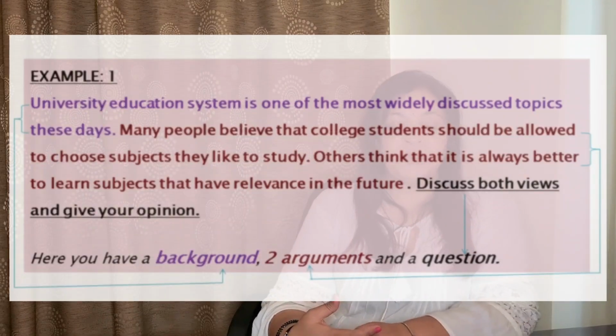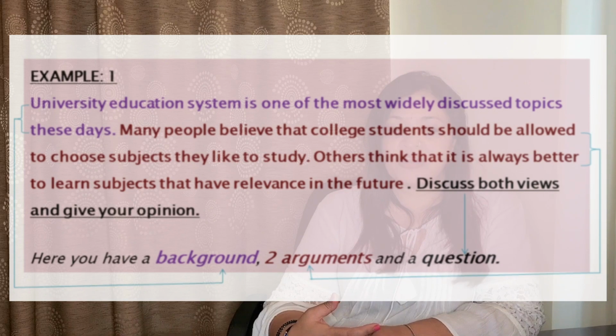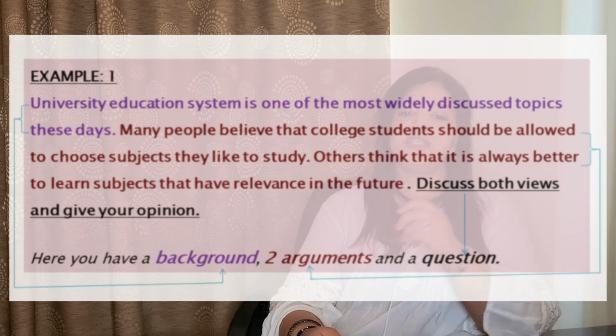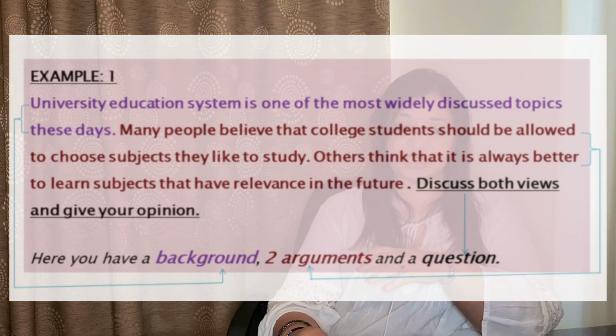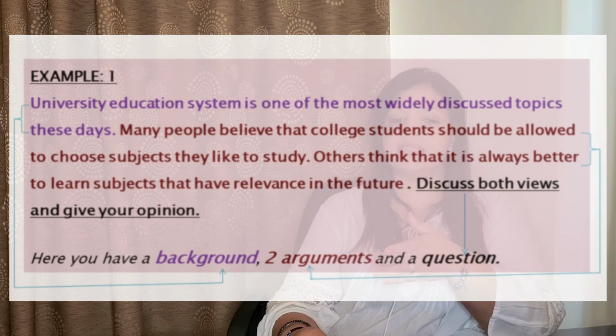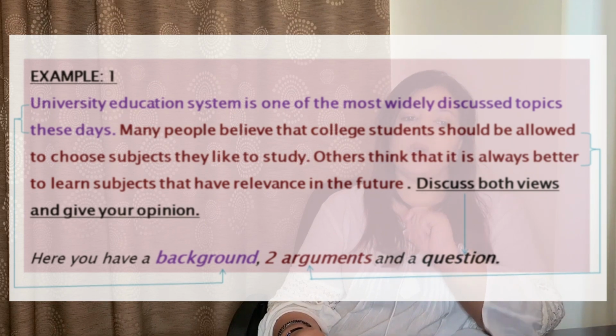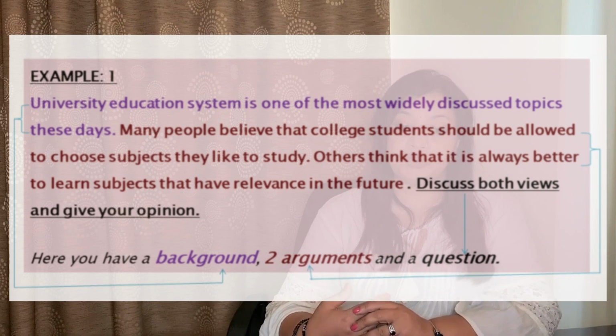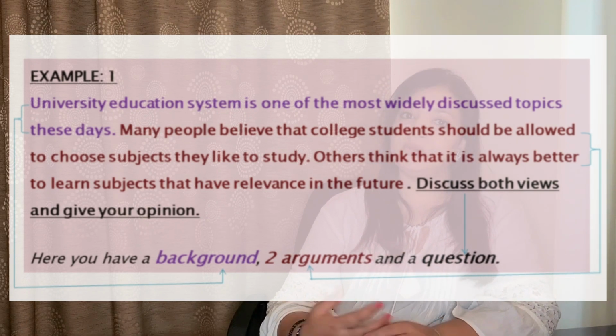Here is your first example. University education system is one of the most widely discussed topics these days. Many people believe that college students should be allowed to choose subjects they like to study. Others think that it is always better to learn subjects that have relevance in the future. Discuss both views and give your opinion. I have selected a question which has got all the 3 parts here.